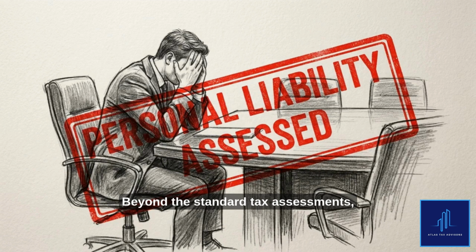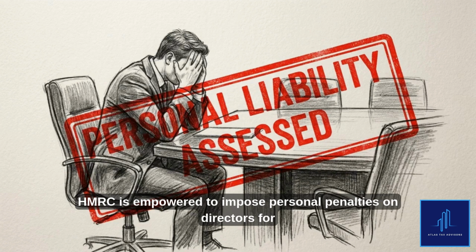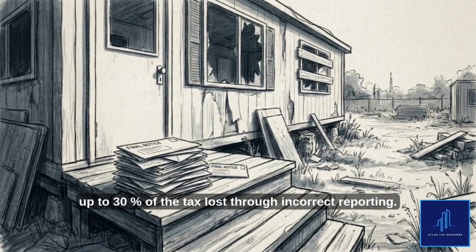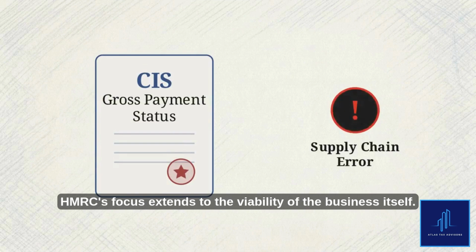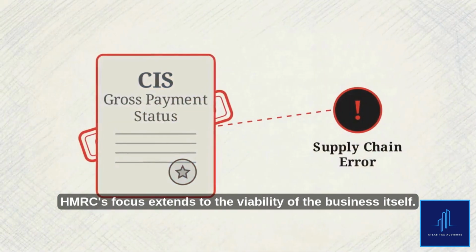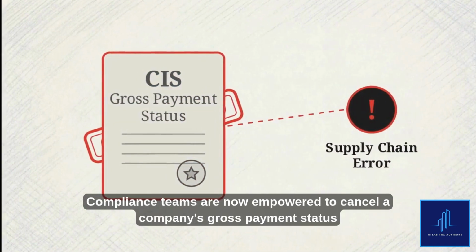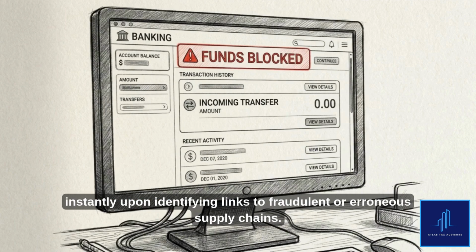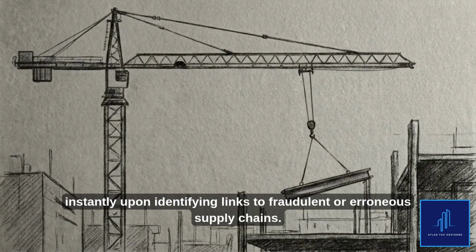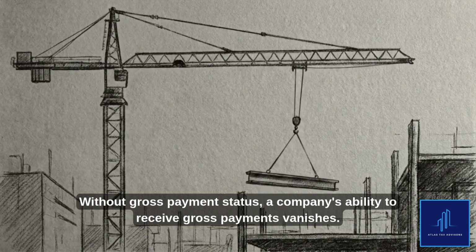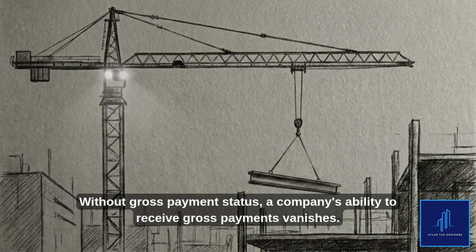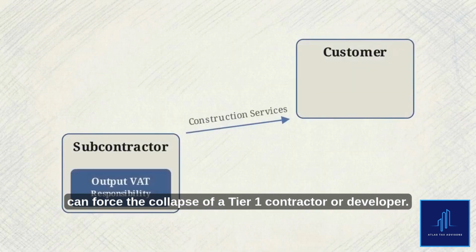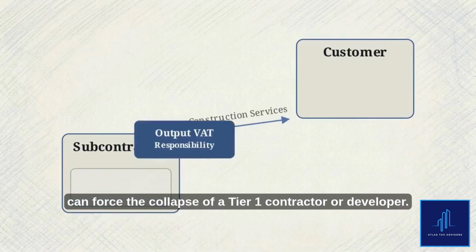Beyond the standard tax assessments, HMRC is empowered to impose personal penalties on directors for up to 30% of the tax lost through incorrect reporting. HMRC's focus extends to the viability of the business itself. Compliance teams are now empowered to cancel a company's gross payment status instantly upon identifying links to fraudulent or erroneous supply chains. Without gross payment status, a company's ability to receive gross payments vanishes. In the current market, this single administrative failure can force the collapse of a Tier 1 contractor or developer.